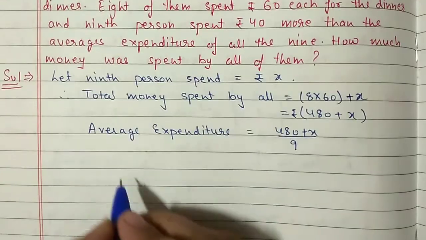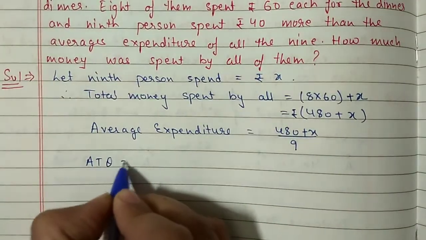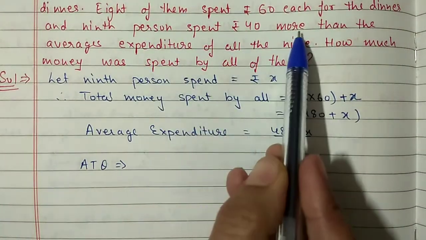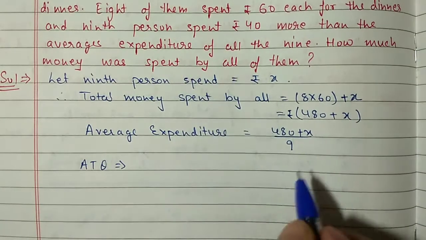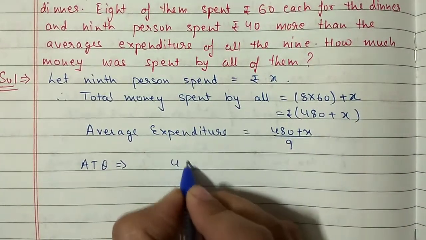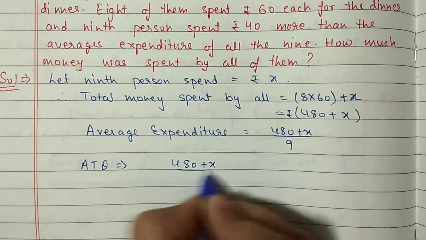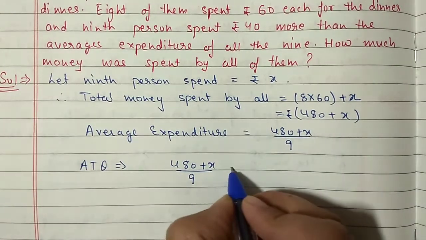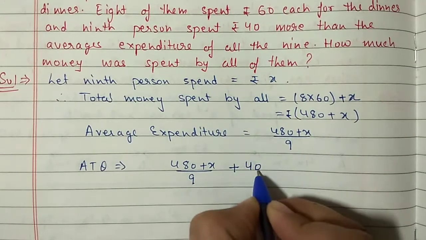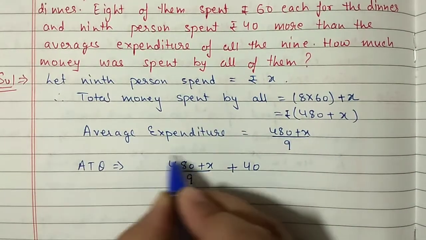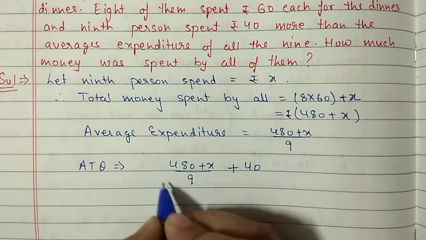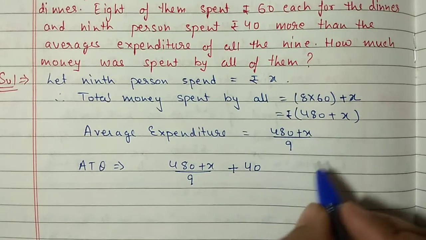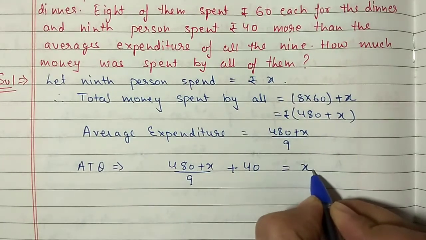Now we will frame our equation. According to the question, the ninth person spent 40 rupees more than the average expenditure. It means this is the average expenditure, 480 plus x by 9. This is the average expenditure and he spent 40 rupees more, which means we have to add 40 to this. This is the expenditure of the ninth person, and we have taken the ninth person's expenditure as x rupees. So we will equate it with x.